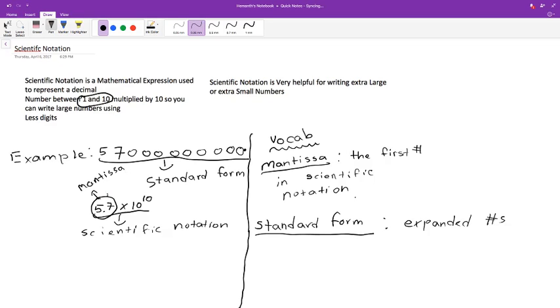Okay, the next thing I want to talk about is standard form. It's expanded numbers. Really all it means is numbers in their full form. They're not compressed like scientific notation, which makes it so much smaller. It's what we use every day, like 50 is in standard form. Anyways, that's it for vocab. We can jump into the fun part now.